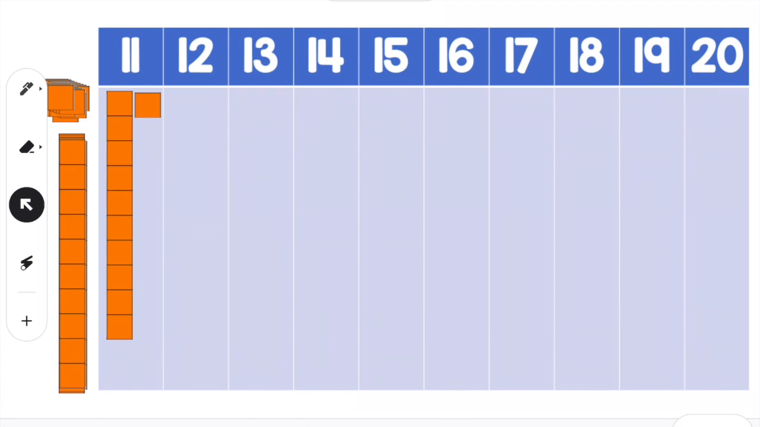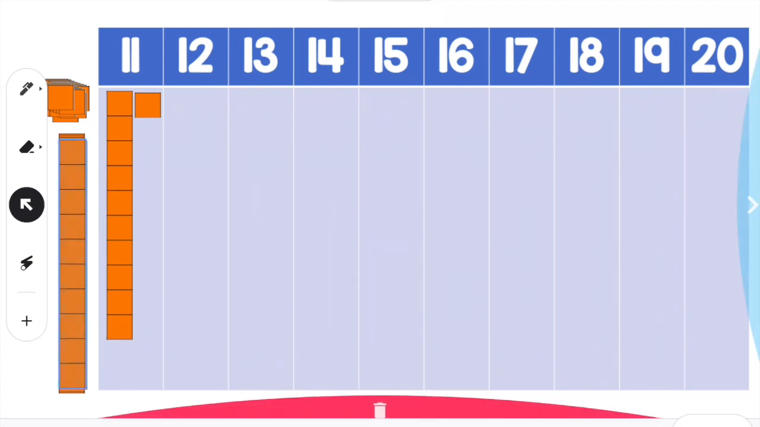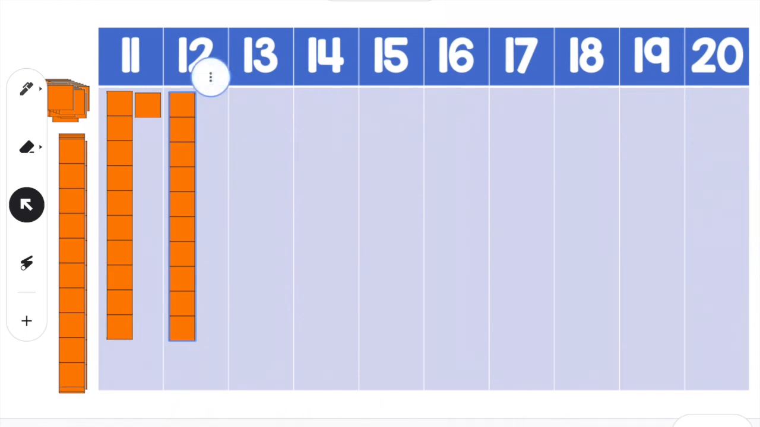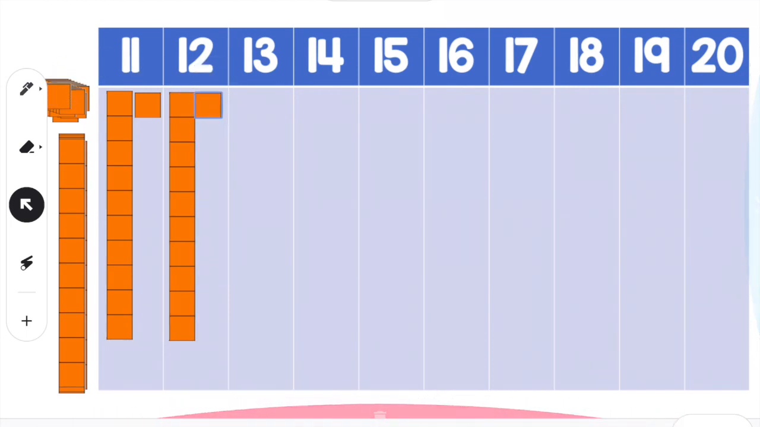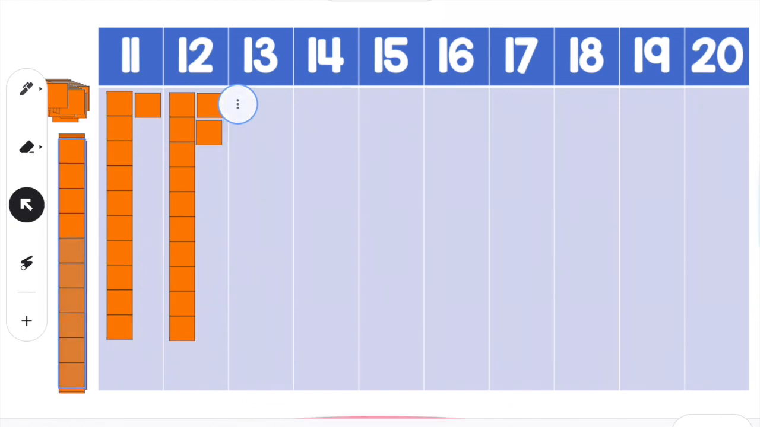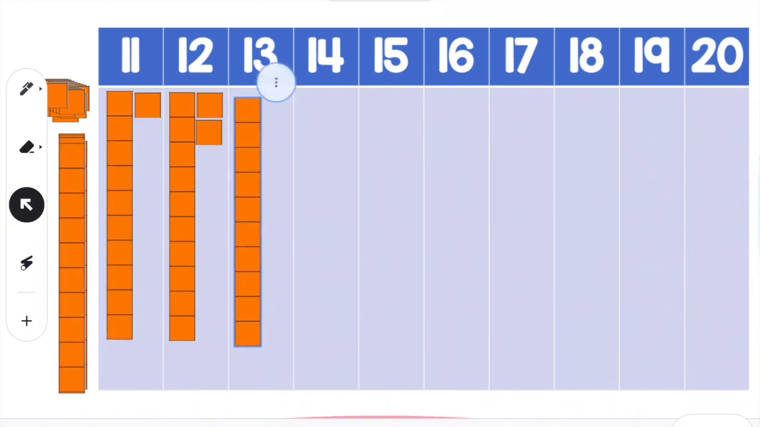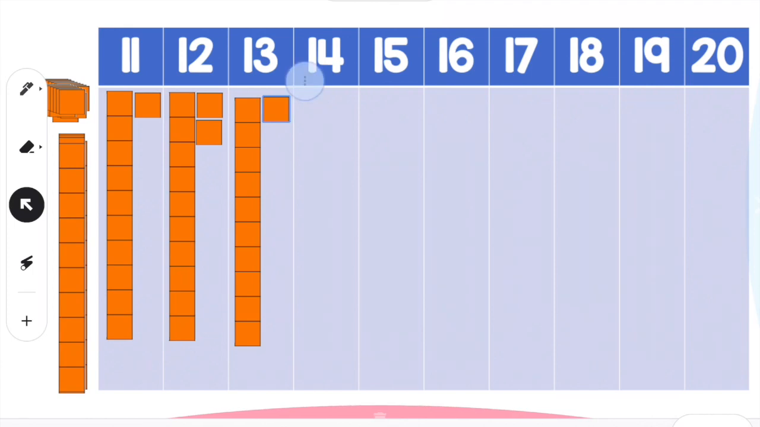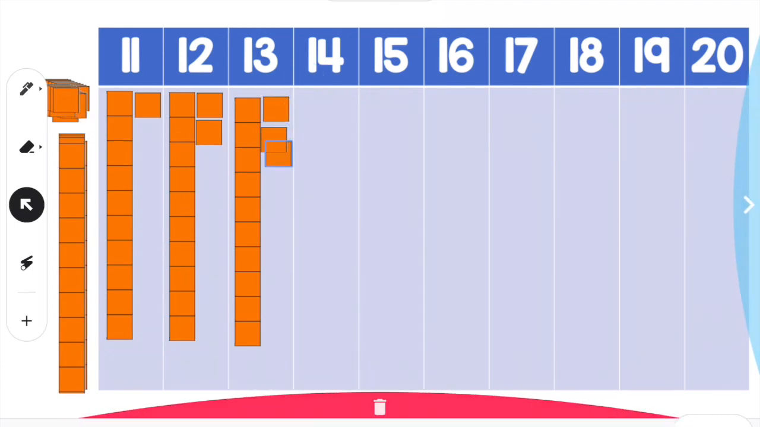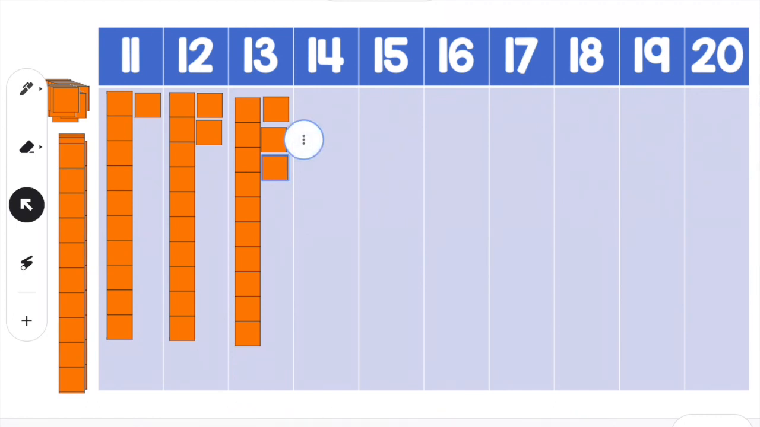Remember, 12 is a teen number, and every teen number starts with a 10. 10, 11, 12. Beautiful. Let's move on to 13. 10, 11, 12, 13. Awesome. I'm having fun.